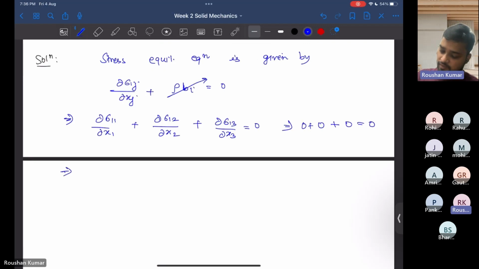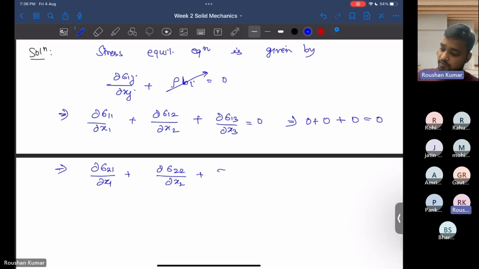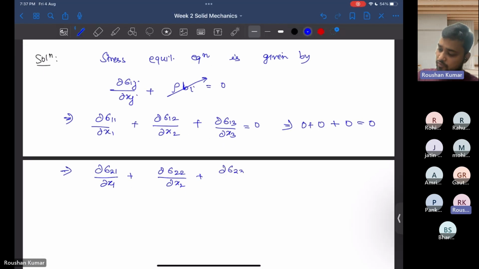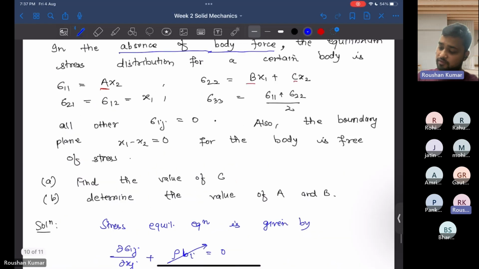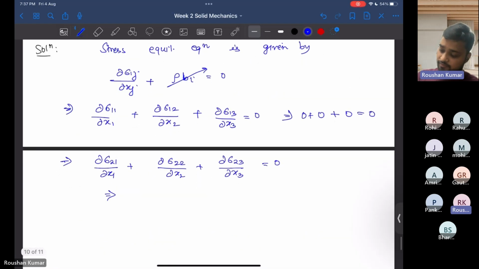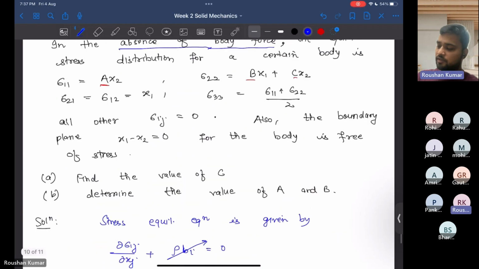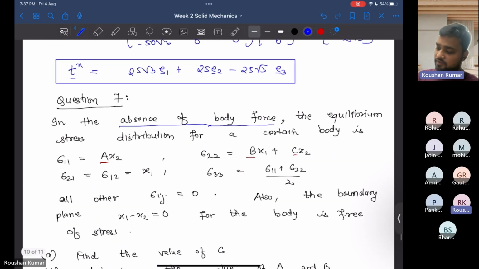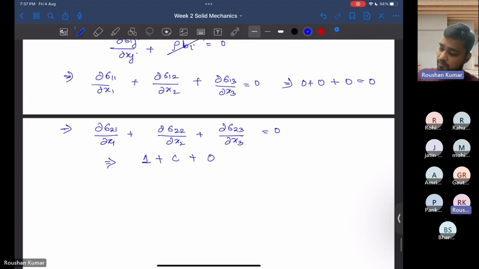The next component is del sigma 21 upon del x1 plus del sigma 22 upon del x2 plus del sigma 23 upon del x3 equal to 0, which gives us, so del sigma 21 upon del x1, what is sigma 21? It is x1, so it gives us 1, plus del sigma 22 upon del x2, what is sigma 22? It is bx1 plus cx2, so it gives us c. Del sigma 23 upon del x3, sigma 23 is 0, so this will become 0. So this will give us the value of c, which is minus 1. So we get the value of c equal to minus 1.